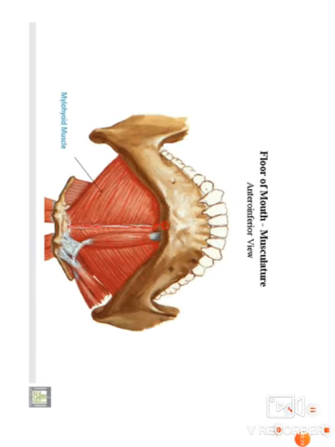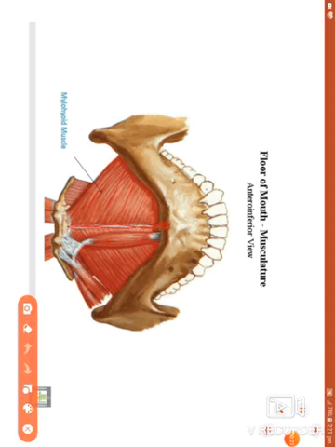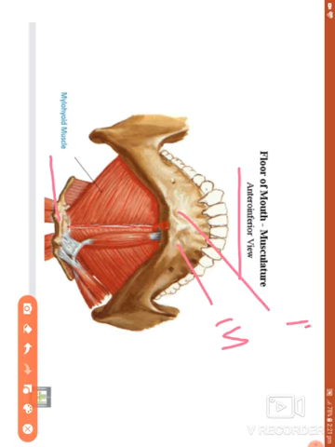Here you are seeing the floor of the mouth, the antero-inferior view. This is the mandible bone. Inferiorly, this is the hyoid bone. This is the body of the mandible. This one is the ramus of the mandible. This is the upper border. This is the lower border.